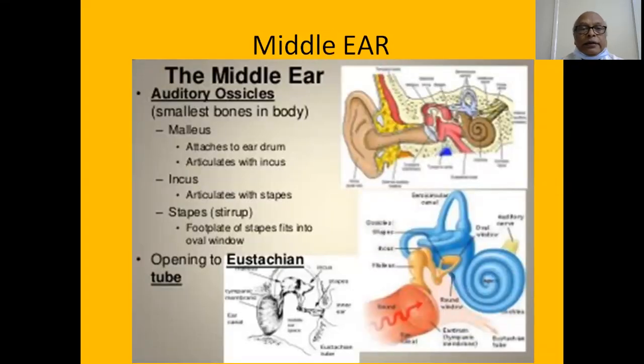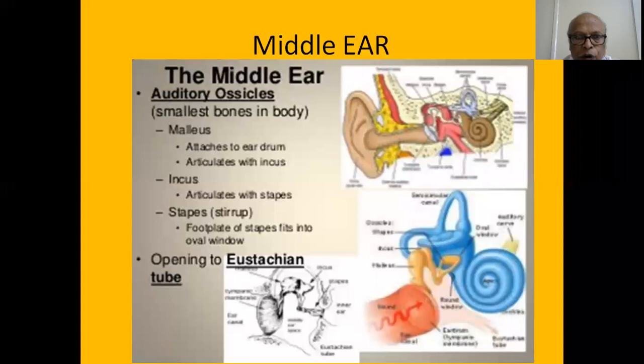Next is the middle ear. The middle ear is like a matchbox. It has a roof, medial wall, lateral wall, posterior wall, and a floor. The anterior wall consists of the opening of the eustachian tube, and it is closely related to the temporomandibular joint.